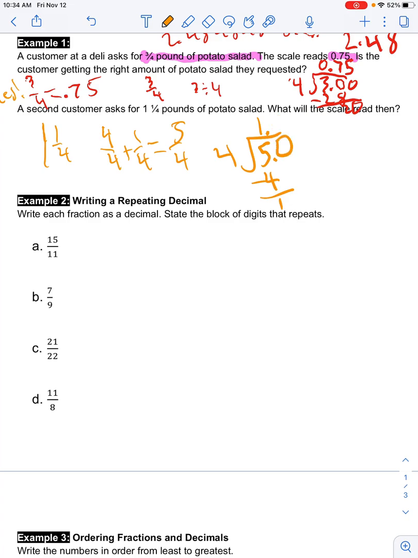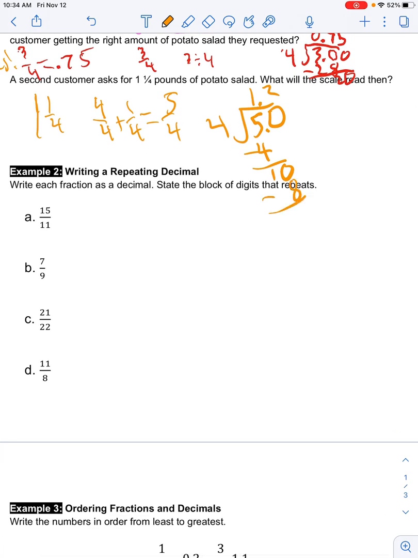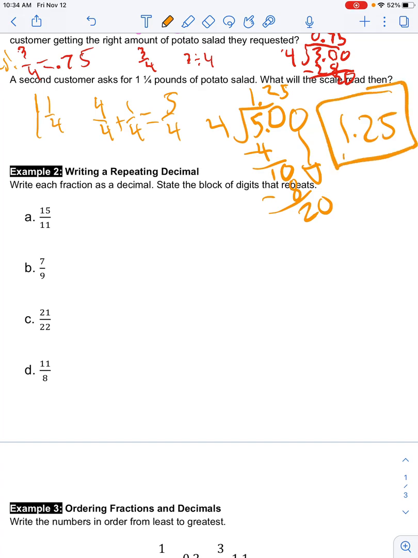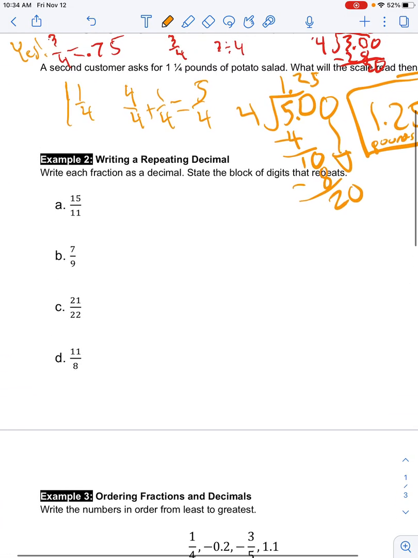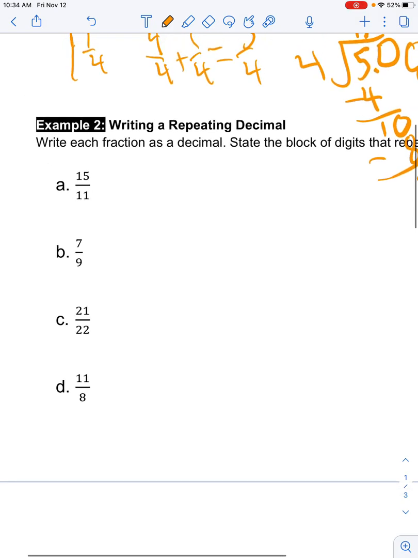5 minus 4 is 1. I'm going to add my decimal, 0 here. Bring it down. 4 goes into 10 twice. 4 times 2 is 8. Subtract it. And now I get 4 goes into 20 5 times. So the scale will read 1.25. That would be pounds. That's a lot of potato salad.